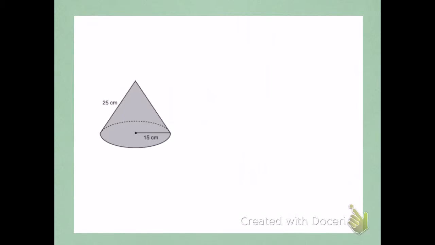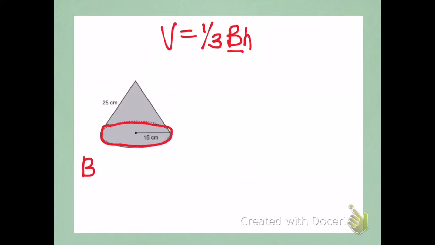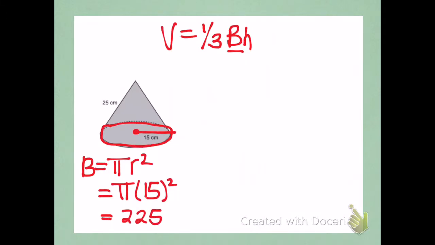On this one, I want you to find the volume of a cone. So we know the volume of a cone is V equals 1/3 times the area of the base times the height. So the first thing I need to do is make sure I know the area of the base. So the area of my base, again, is a circle. So to find the area of my base, that's going to be pi r squared. And I can tell by looking at it, my radius goes from the center of my circle halfway. So that's going to be pi times 15 squared. And when I put that in my calculator, I get 225 pi.